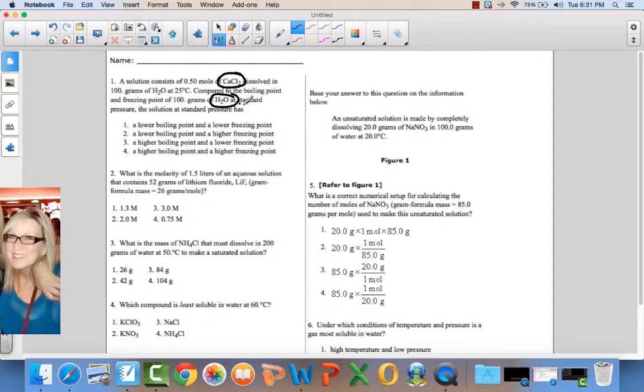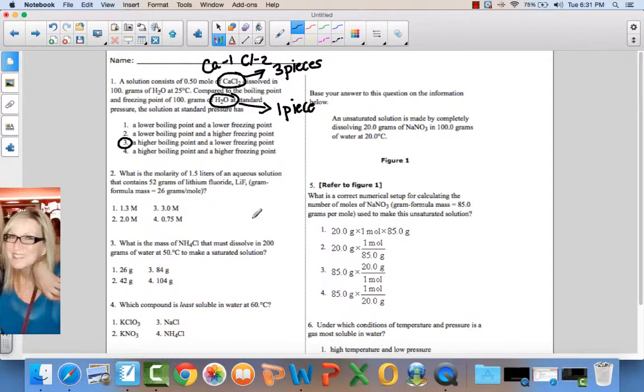I told you that covalent compounds are only considered one piece. They don't separate when they dissolve, but ionic compounds or compounds with polyatomic ions separate into their respective ions. So you've got one Ca and you've got two Cls. So that's a total of 3 pieces. So the more pieces that you have, the higher the boiling point will be and the lower the freezing point. So the solution has a higher boiling point and a lower freezing point.